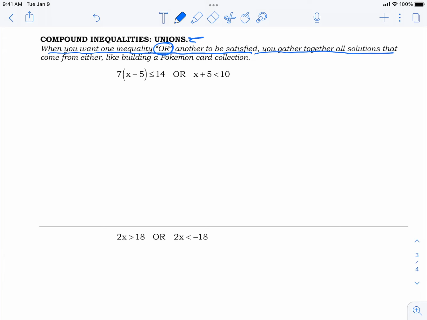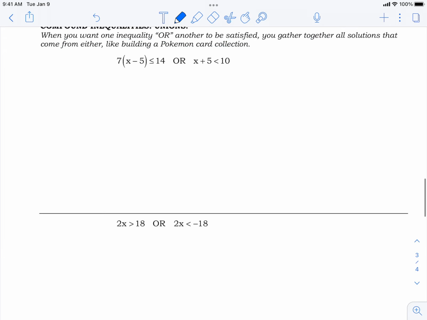I think of it this way. You gather together all the solutions that come from either, just like if you were building a collection of Pokemon cards. Anytime you see a new card that you don't have yet, you grab it. You save it. You put it in your collection. Okay, so I'll show you how this works here.